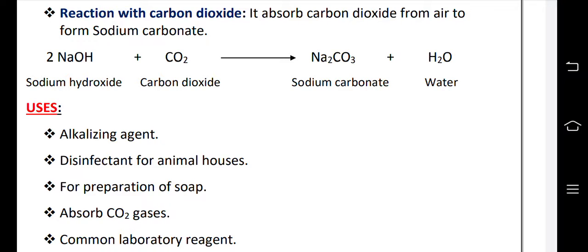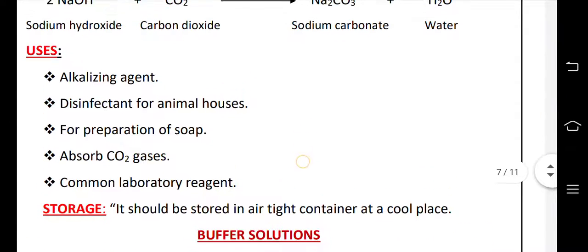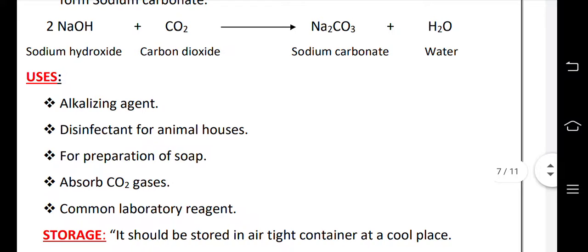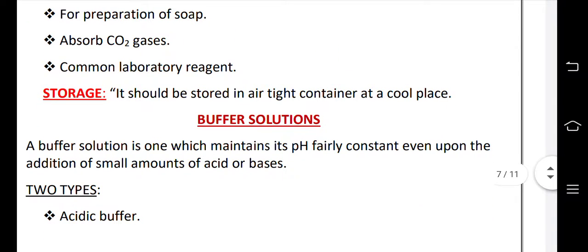This is the equation. At last, uses and storage of sodium hydroxide. Sodium hydroxide is used as an alkalizing agent and as a disinfectant for animal houses and for preparation of soap, and it absorbs carbon dioxide gas from air, and it is used as a common laboratory reagent. Now storage of sodium hydroxide compound. It should be stored in an airtight container at a cool place.